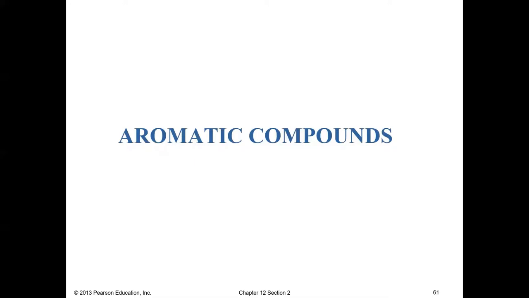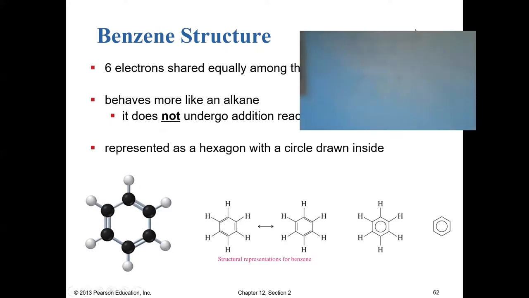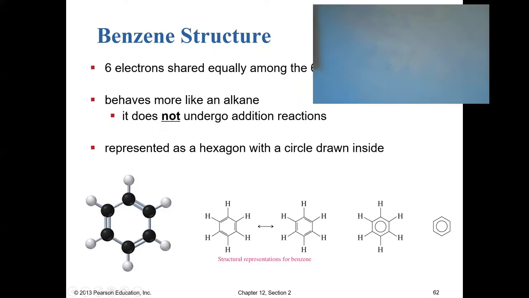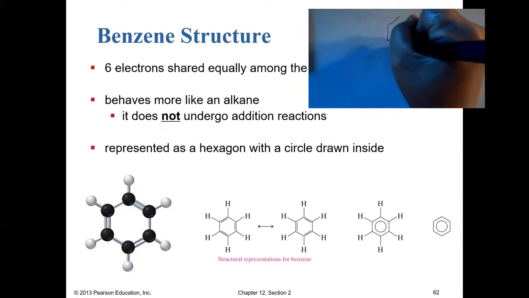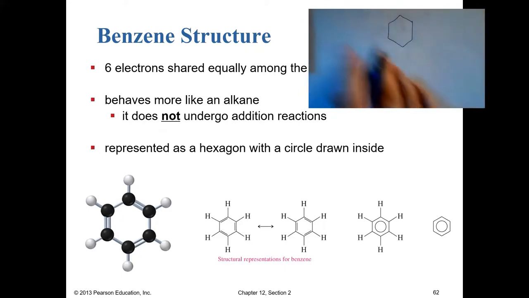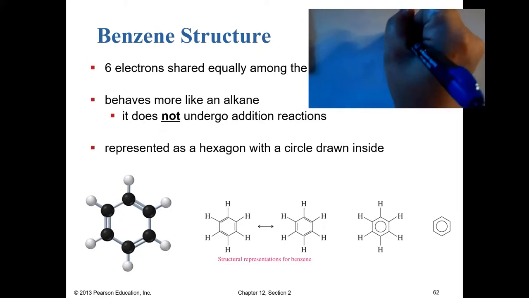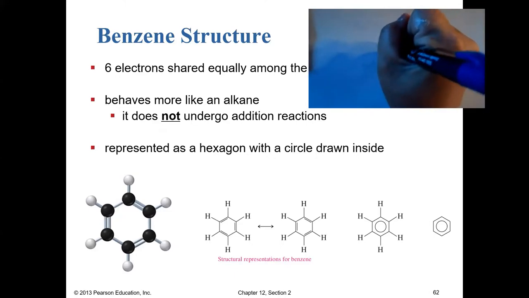With aromatic compounds, this is actually important. They all have a benzene ring as their key structure. Now, a benzene ring is really specific and kind of unique. It doesn't behave like an alkene itself. It behaves more like an alkane. So a benzene ring is basically a cyclohexene, but we have three double bonds. Here's one here, and one here.